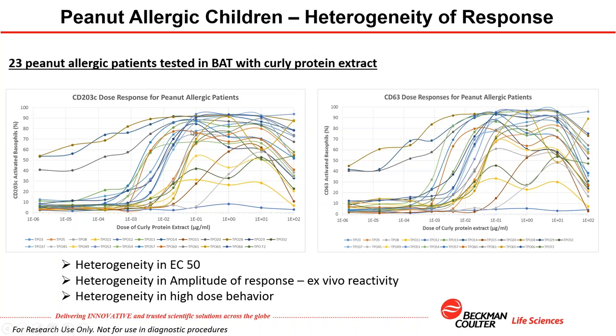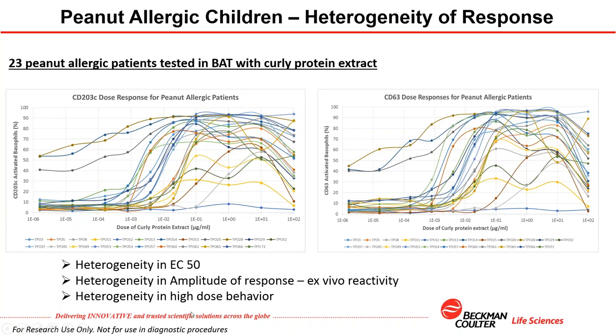What is interesting is to see the heterogeneity in terms of EC50. You have very early EC50, and then you can see how spread they are in this allergenic extract concentration range. They are basically spanning four different orders of magnitude. What we can see as well is a heterogeneity in the amplitude of response. You do have some donors that respond with a very high amplitude and some others that respond with a pretty low amplitude, and some others that are really positive, even from really, really low allergenic extract concentration.